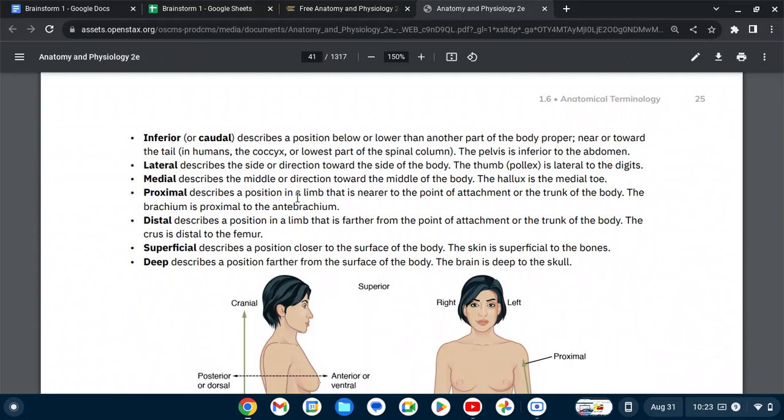Superficial describes a position closer to the surface of the body. The skin is superficial to the bones. Deep describes a position further from the surface of the body. The brain is deep to the skull.